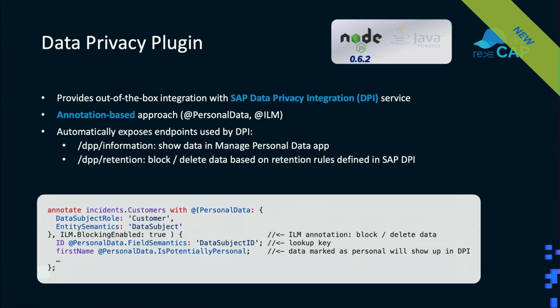So you just annotate your data model, your CDS model with the personal data and ILM annotation, and we basically do the rest for you, following the principle that you can focus on domain and we take care of the rest behind the scenes. What it does behind the scenes, so it basically automatically exposes endpoints used by DPI for consumption to show the data in the Managed Personal Data app, but also to do the whole blocking and deletion.